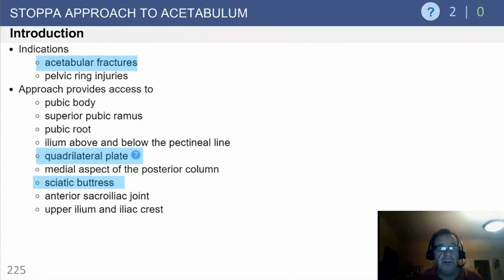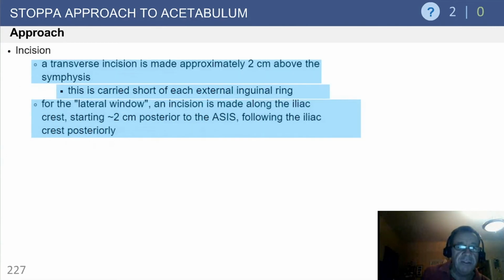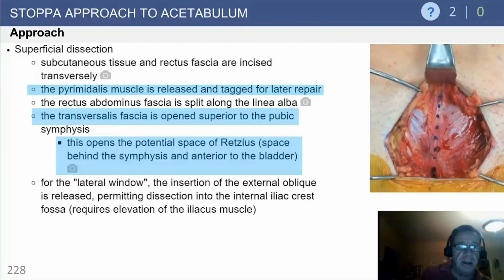The indications for this extensile anterior approach include acetabular fractures, pelvic ring fractures, and provides access to the quadrilateral plate, the sciatic buttress, as well as the anterior sacroiliac joint. Patient is typically placed in a supine position, limb is draped free, and the operating surgeon is on the opposite side of the table. These are the incisions that are made and carried out.